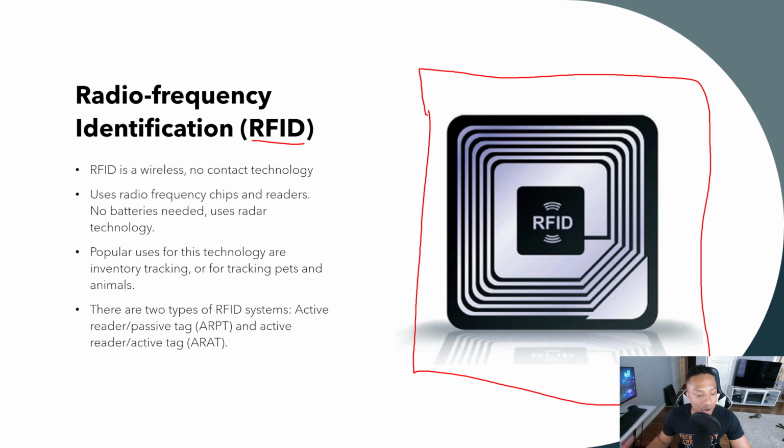There are two types of RFID systems. Remember this for the exam: active reader passive tag, and that is ARPT. And we also have active reader and active tag. So they're both active readers. The only difference is going to be the tag. So we have a passive tag and an active tag.